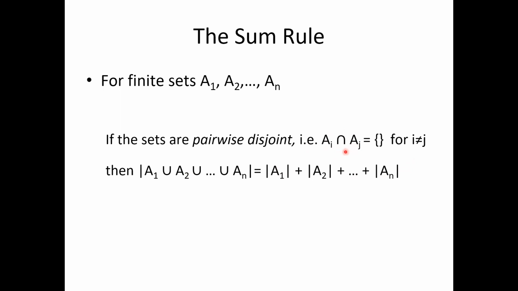In the extreme example, if A1 and A2 are actually the same set, then clearly the union of A1 and A2 is not the sum of the cardinality of A1 and the cardinality of A2. It's actually just one of them because they are the same sets. So A1 union A2 is the same as A1, and it's also the same as A2.